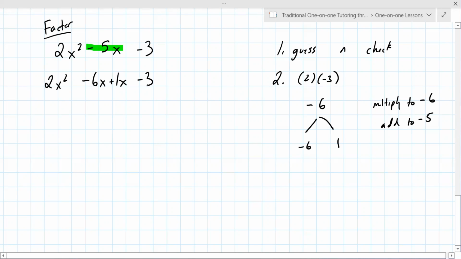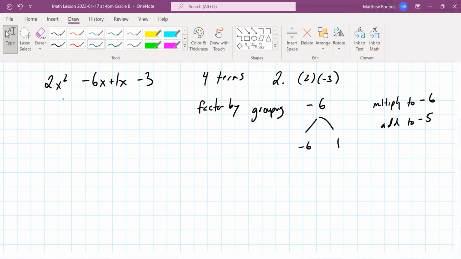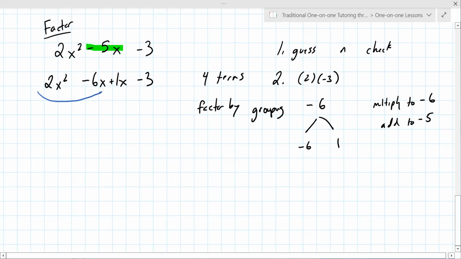Okay, and from here you have the appearance of 4 terms, and you're going to use what's called factor by grouping. Does that sound familiar? Yes. Okay, so factor by grouping, you look at the first 2 terms, and you determine, well, what's the GCF of just the first 2 terms? 2x, yeah, 2x. And then inside parentheses here, it's x minus 3.